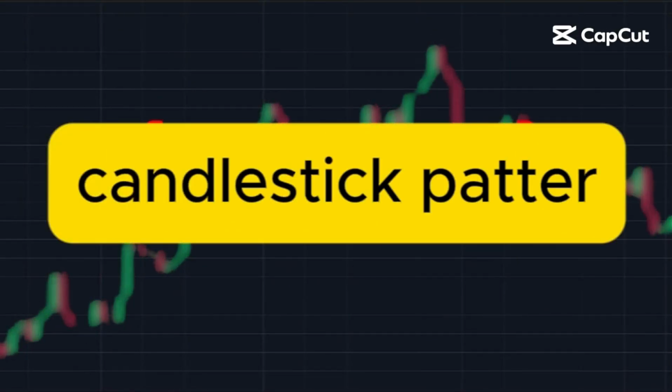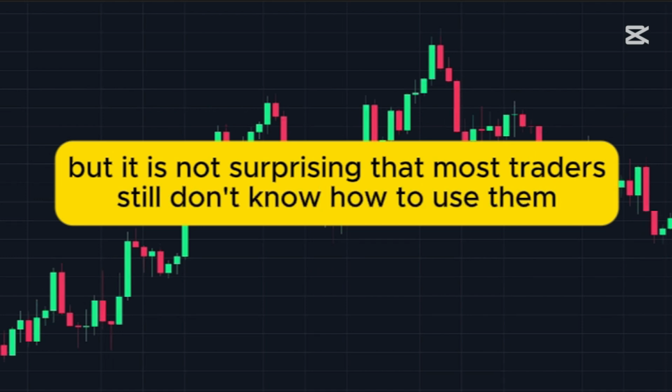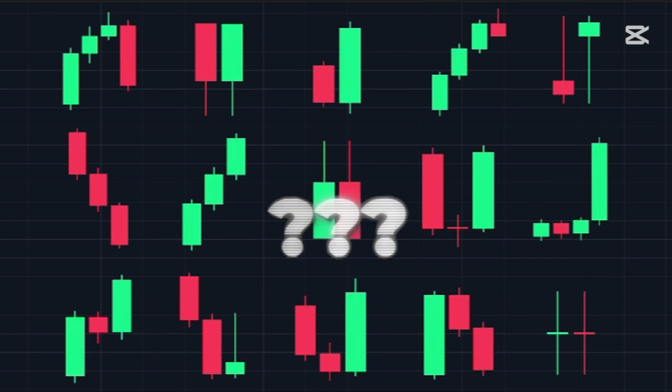Candlestick patterns are one of the most important concepts when it comes to profitable trading. But it is not surprising that most traders still don't know how to use them. The hardest thing about trading candlestick patterns is finding patterns that really work, because there are so many models.